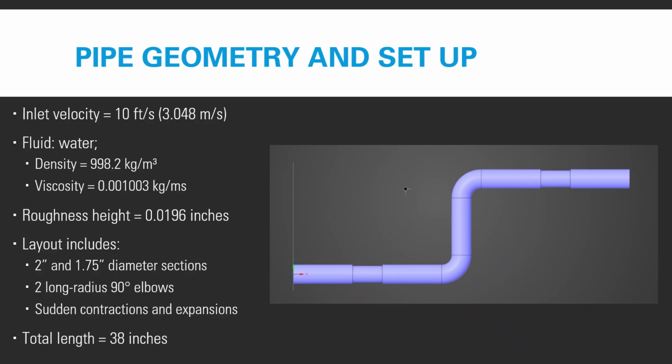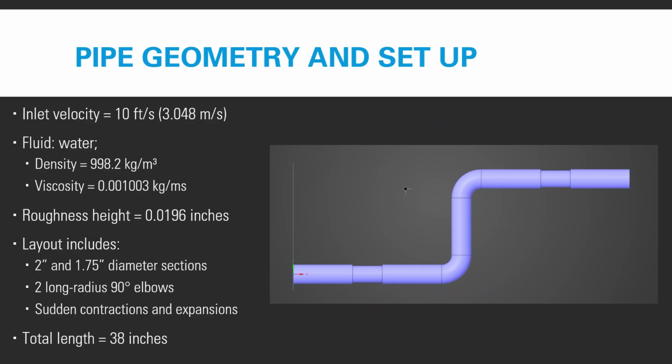For our pipe system, we included several different types of components to make the problem more realistic and more interesting. We begin with a straight section of 2-inch diameter pipe that is 6 inches long. Following, the pipe suddenly contracts to 1.75 inches for 4 inches of length, then suddenly expands back to 2 inches for another 6 inches of run.